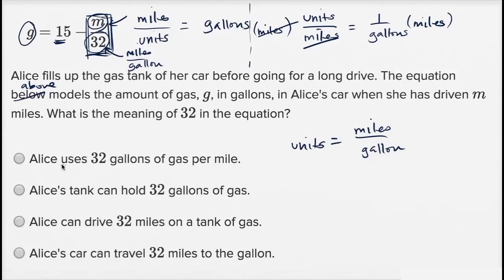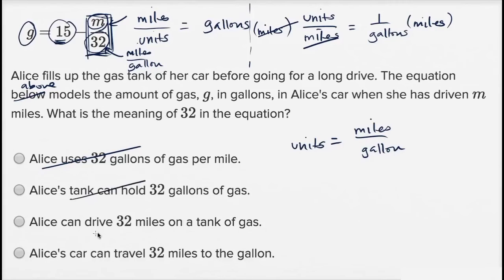So let's look at the choices. Alice uses 32 gallons of gas per mile. We have to be very careful. It's miles per gallon, not gas per mile. Alice's tank can hold 32 gallons of gas. No, Alice's tank can hold 15 gallons of gas. She fills up her tank, and before she's driven anything, when M is 0, she's going to have 15 gallons in her car.